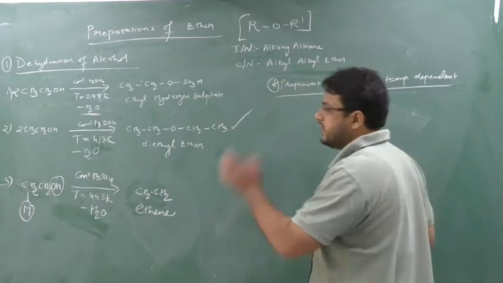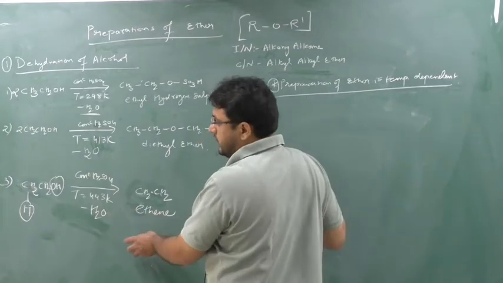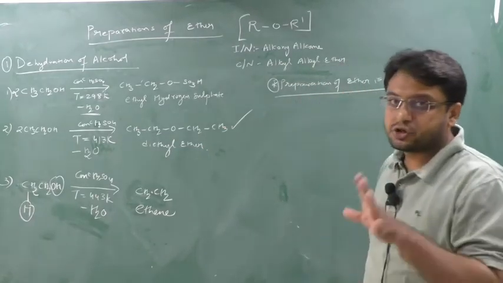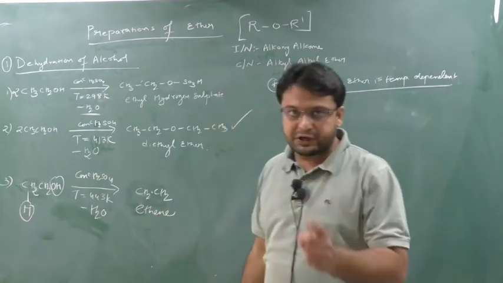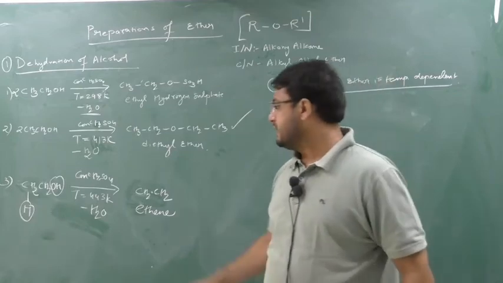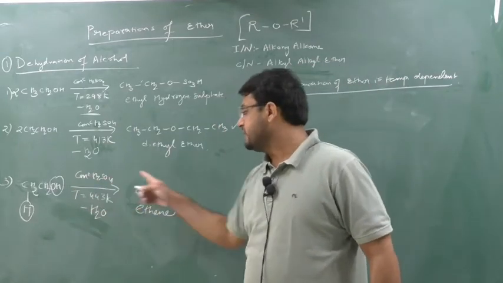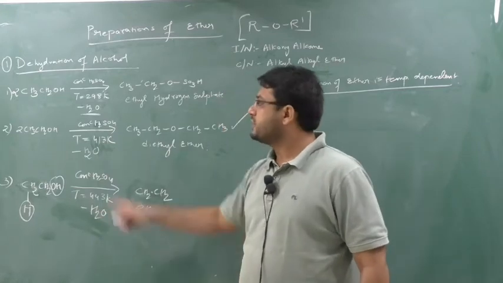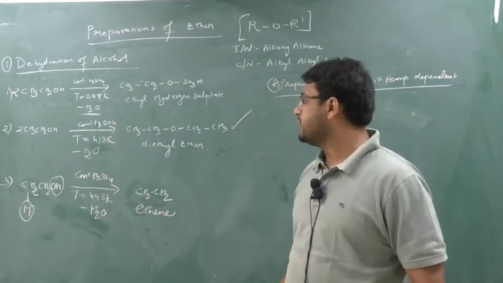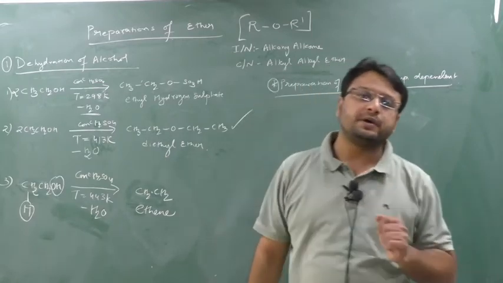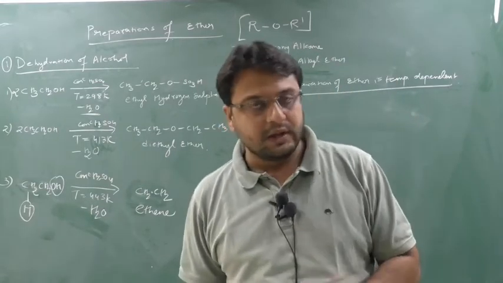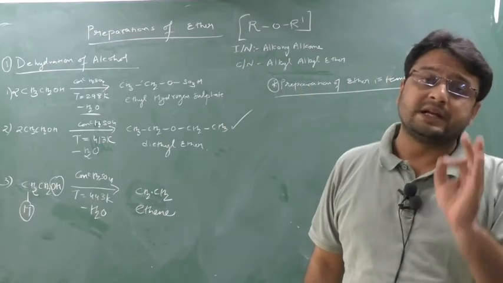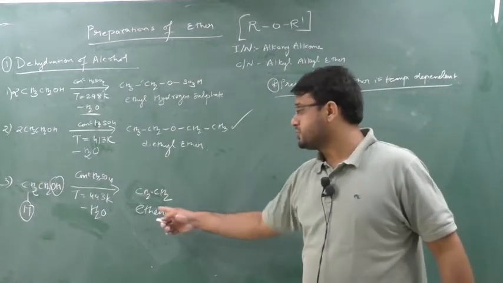Now see, we have studied the dehydration of alcohol in the preparation of ethene. So I can say that the temperature should be lower. For the preparation of ether, the temperature should be lower than the temperature maintained in the preparation of ethene. See, for ethene the temperature is 443 K for the alcohol. For the same alcohol, the temperature is 413 K if you want to prepare the ether. So for the preparation of ether, the temperature should be lower than the temperature of preparation of ethene.